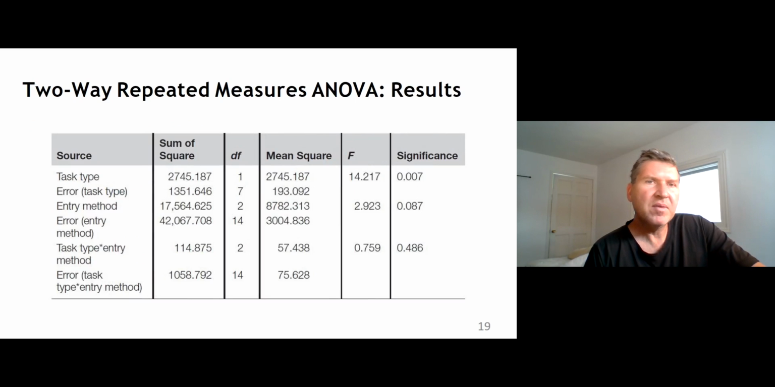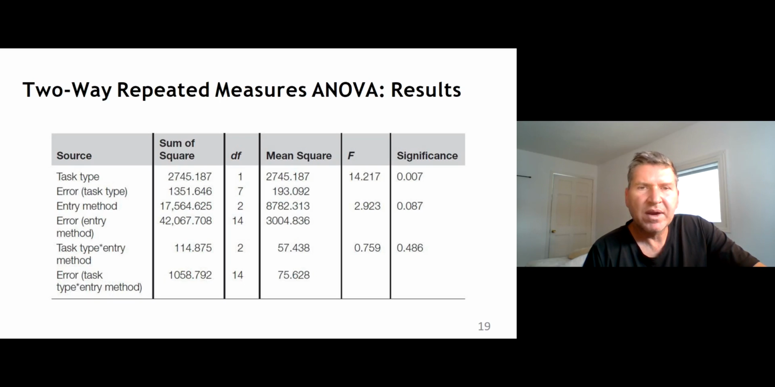So let's say we got this kind of result. Notice we have task type, we have the error, we have the entry method, we have the error with the entry method, and then we have the task type times entry method. So this is looking at the interaction between the 2 types, because maybe there's some kind of correlation we have to address. And then we're looking at the error for that.